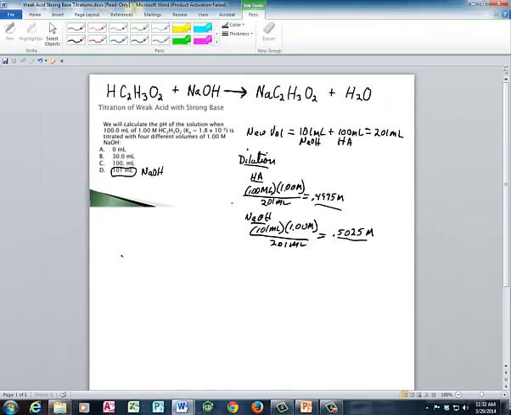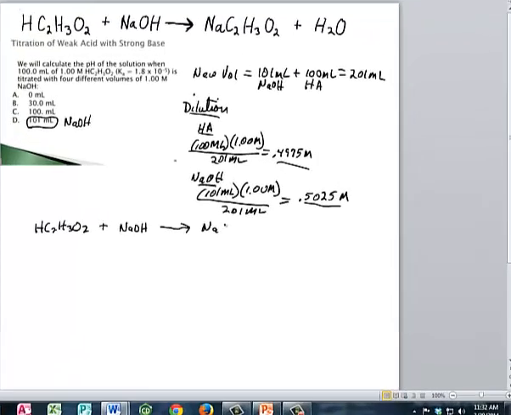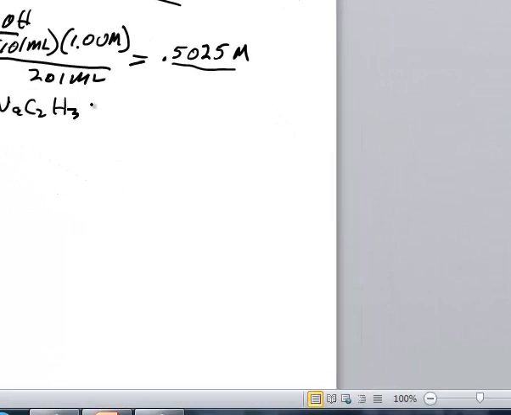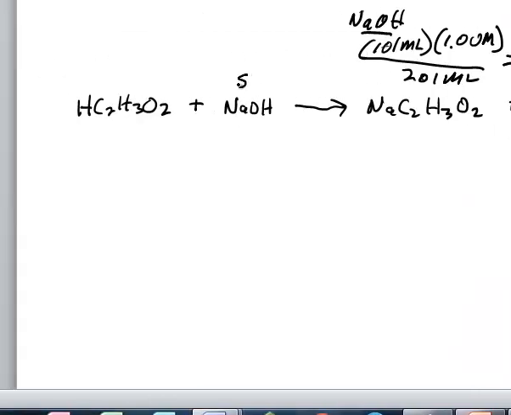Let's go ahead and write our reaction, which is going to be HC2H3O2 plus the sodium hydroxide. And that is going to react completely to form NaC2H3O2, and it'll make some water. Same thing we've been doing all along. This is a big K reaction. Just reminding you, it's big K because of the presence of the strong base. So it's an ICF table.